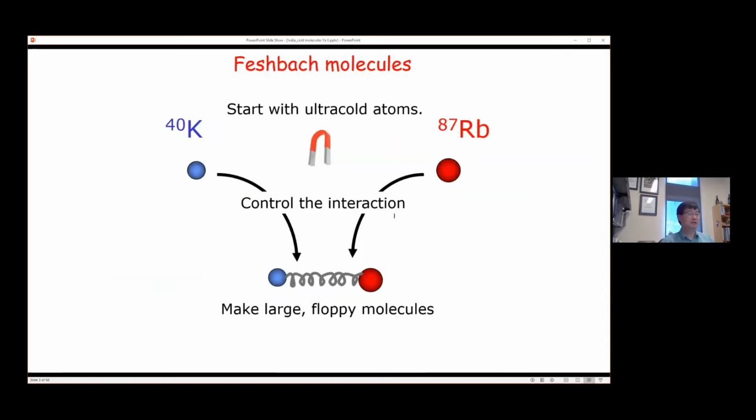So let me just give you a quick introduction about Feshbach molecules. The idea being these atoms, potassium and rubidium 87 is a boson, potassium 40 is a fermion. When they come together, of course, we all know the atom has Zeeman energy levels. You can tune the energy levels with magnetic field.